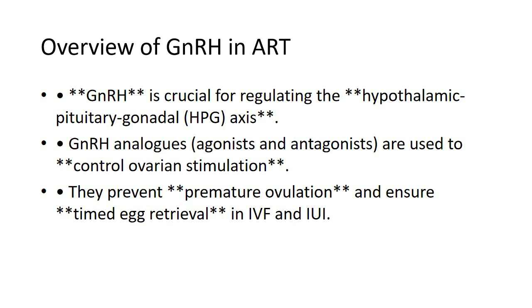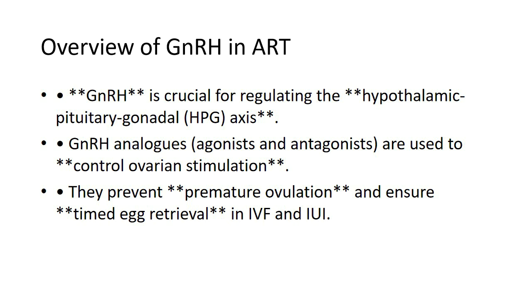There are two primary categories of GnRH-based medications: GnRH agonists and GnRH antagonists. Both types help manipulate the hypothalamic-pituitary gonadal axis to control the timing of ovulation, which is essential for egg retrieval in IVF and optimal timing for insemination in IUI.